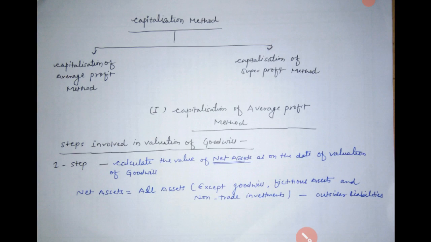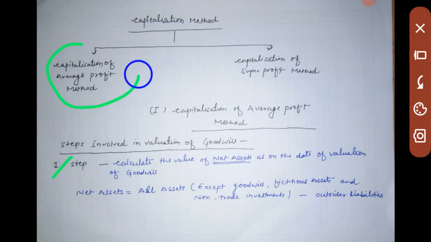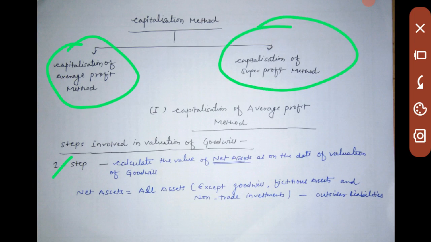In the capitalization method, goodwill can be calculated in two ways: the capitalization of the average profit and the capitalization of the super profit. So let's explain this. First of all, we will learn how to find out the goodwill by the capitalization of the average profit method. So our topic is capitalization of the average profit method.